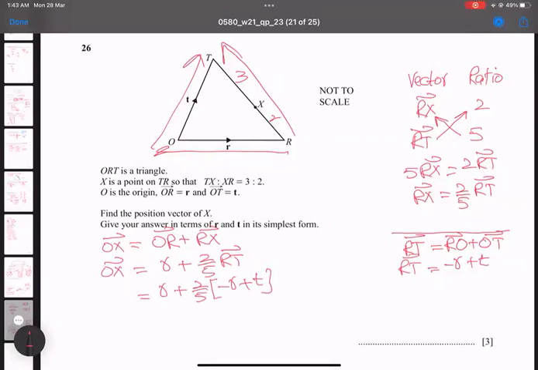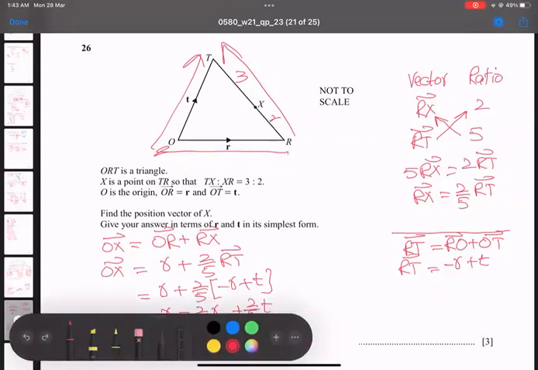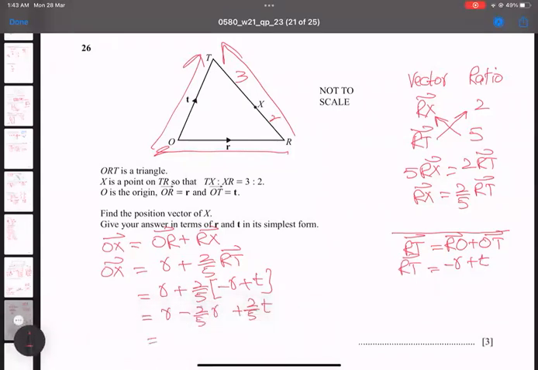Don't leave it here. We have to simplify maximum. So plus minus minus 2 over 5 times R plus 2 by 5 times T. Now there are two R's, we can take common out. If I take common out, what happens? 1 minus 2 over 5 times R plus 2 by 5 times T.